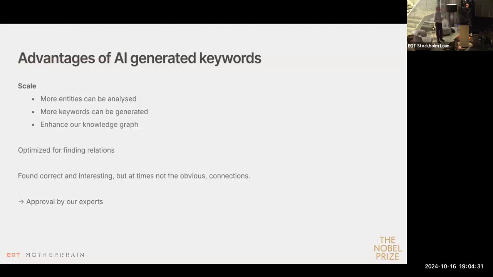But that said, we got a very nice approval by the prize awarding institutions to use this strategy to generate keywords. They really, really liked the outcome of the keywords and the quality of it. The good thing is that it scales much more for us. We can generate more keywords. We can analyze much more texts compared to doing it manually. And it will really enhance our knowledge graph of the laureates. And as I said, they are also really optimized for finding relations and not a narrow scope of connection.